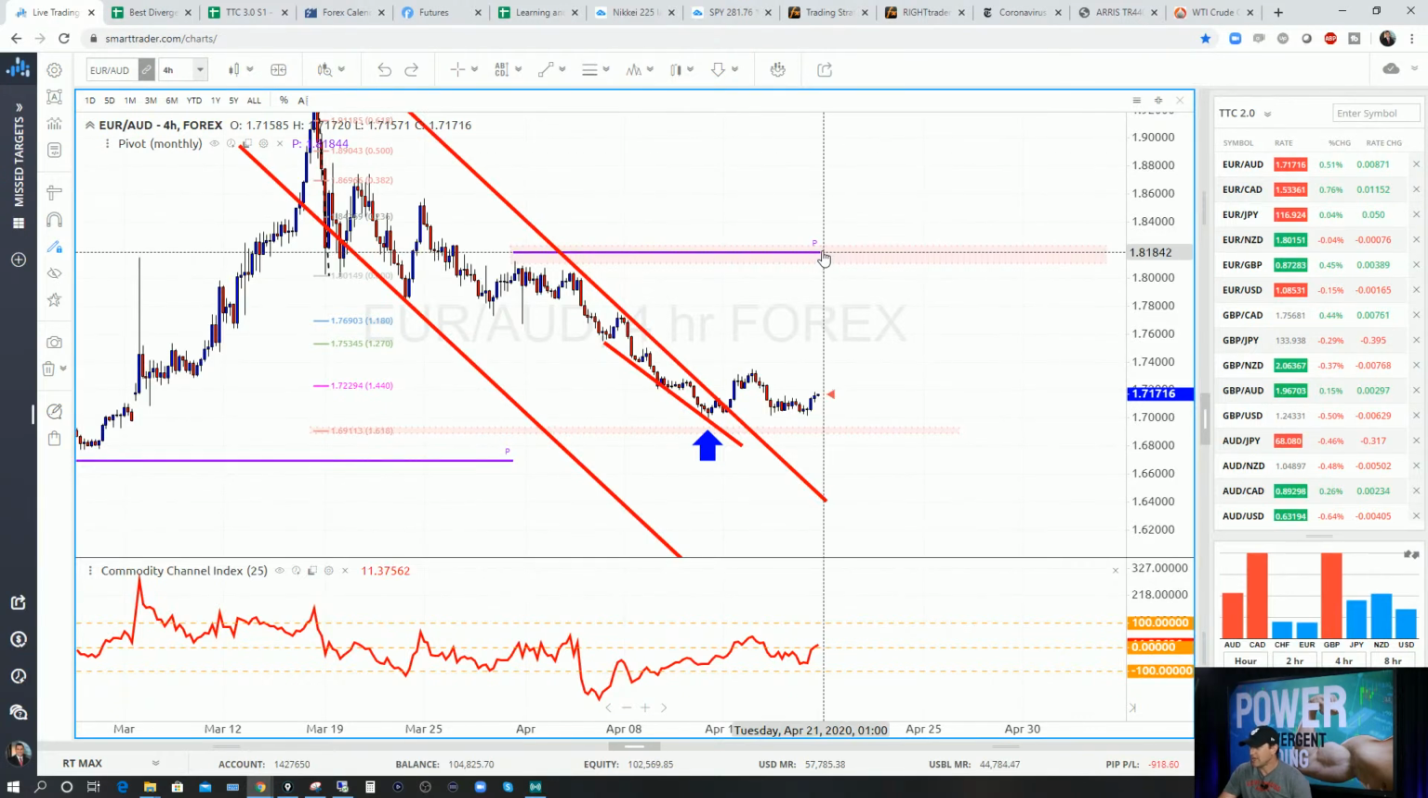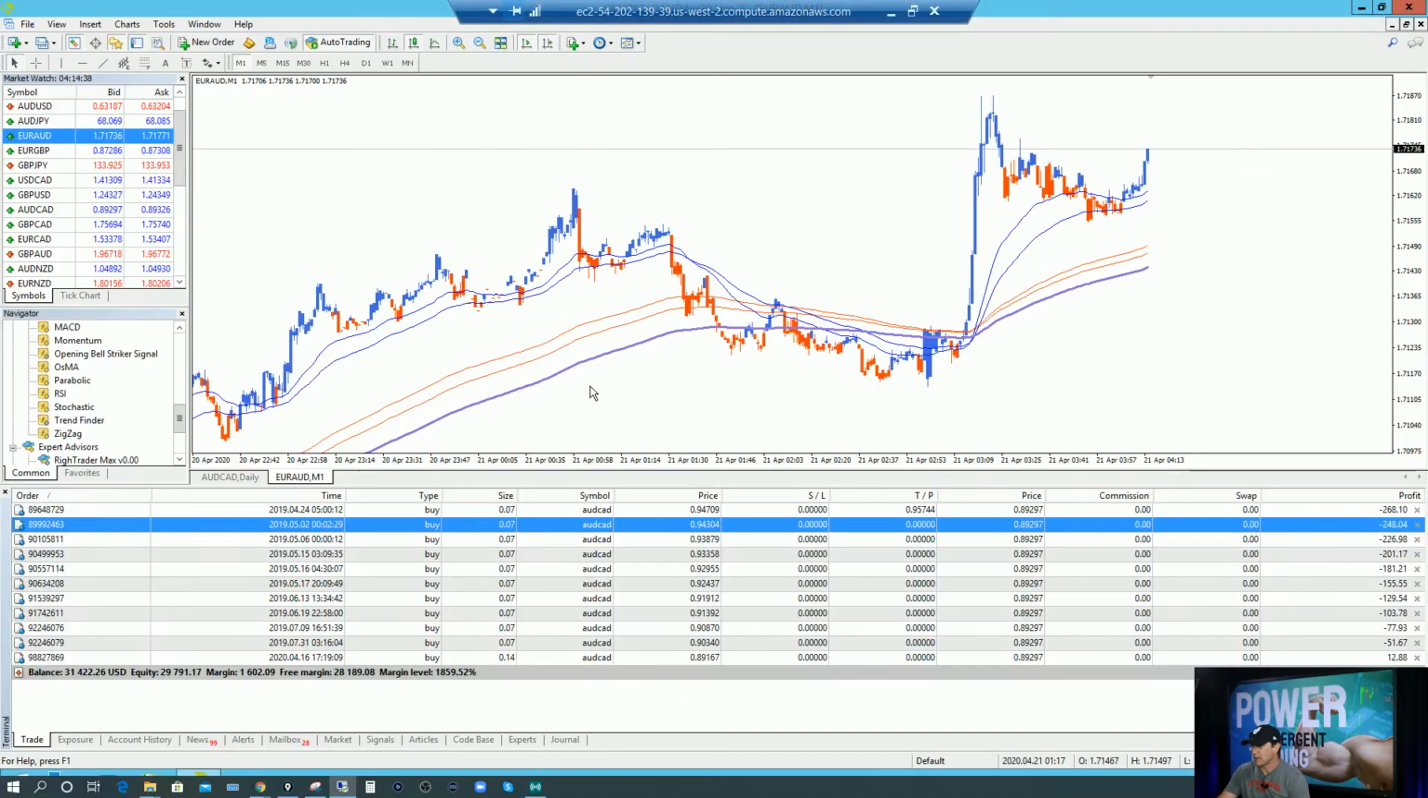The target is at 81.84. So I'm going to get out. Let's just chase off to 81.84. So 1.8184 is where I want to go ahead and stop trading.